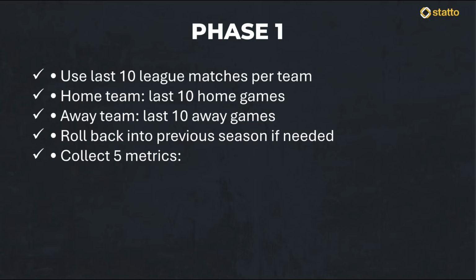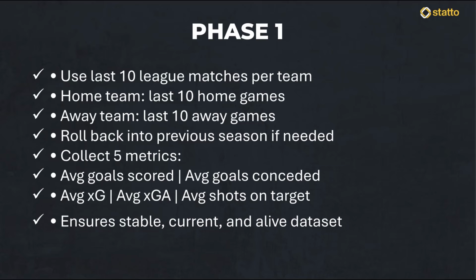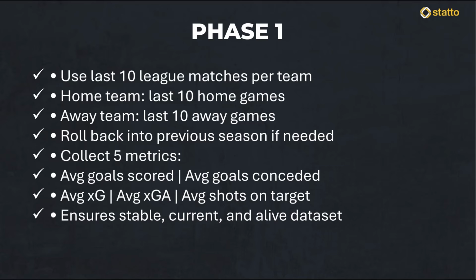From these 10 games, we want to collect 5 key metrics: the average goals scored, the average goals conceded, the average expected goals against, and the average shots on target. By doing this simple arithmetic, you create a baseline that is much more powerful than any gut feeling.